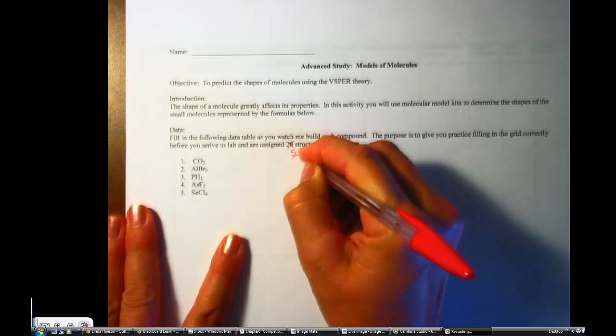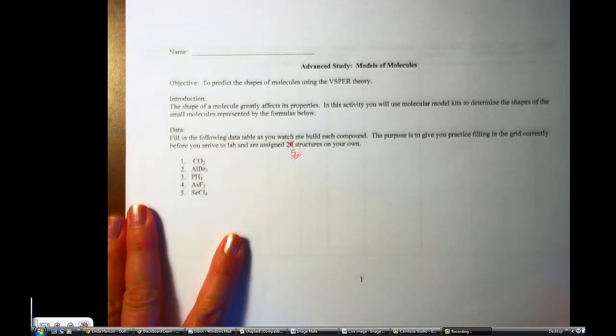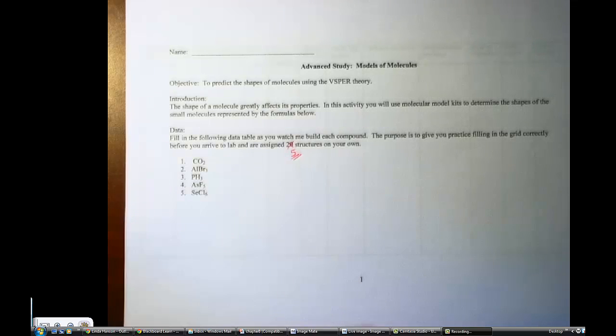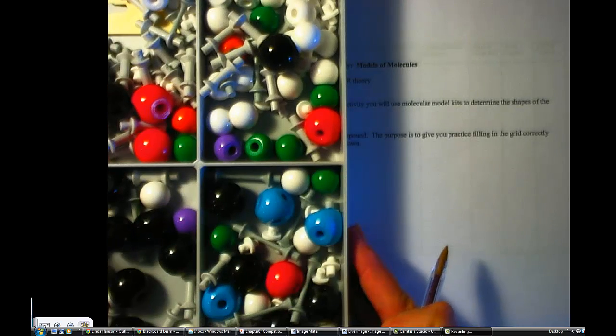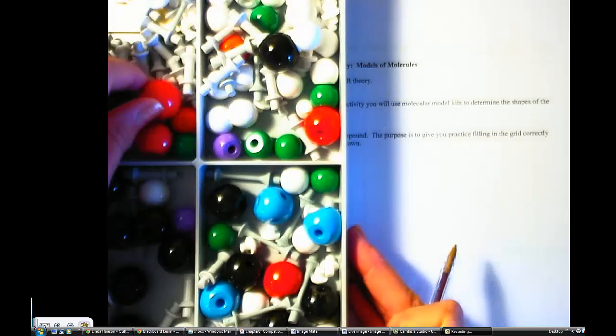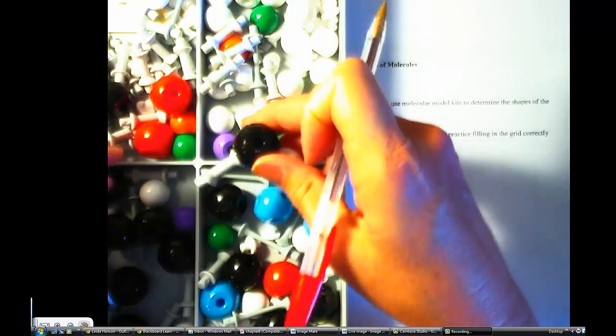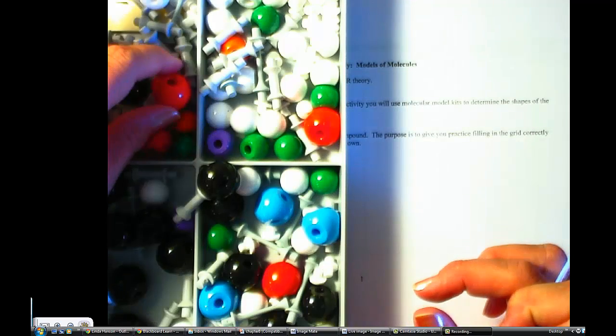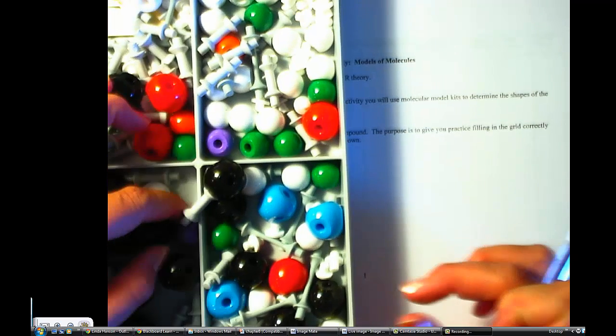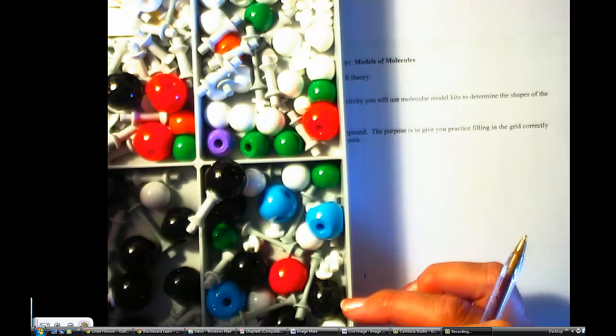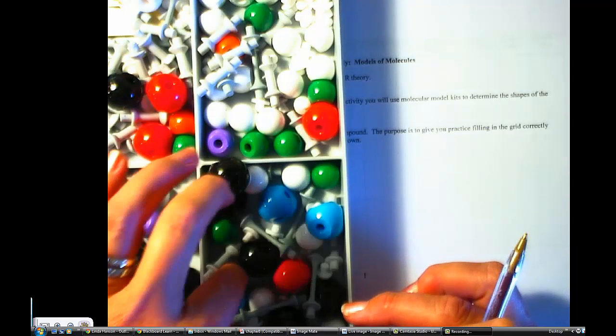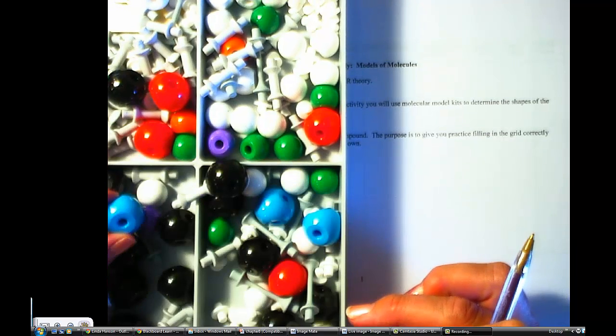In the advanced study, we are going to do 5 together just to get the hang of what we're being asked to do during lab time. When you arrive to lab, you'll be given one of these model kits. And in the model kit, you'll have different colors representing different elements. You'll have plenty of hydrogens. The black ones represent carbons. Here you have oxygen. You have halogens, such as chlorine, fluorine, iodine. You have phosphorus, whatever the element is.